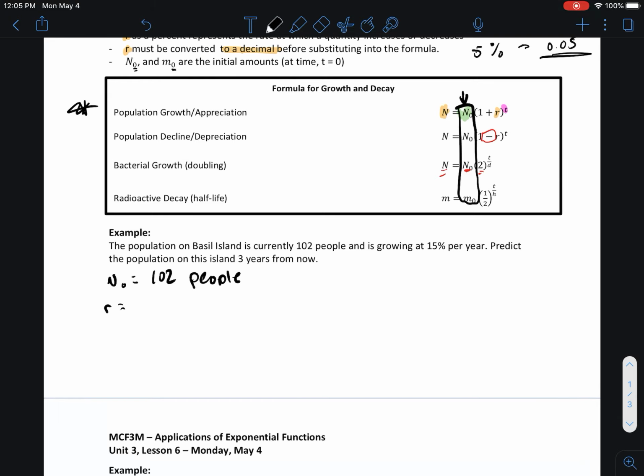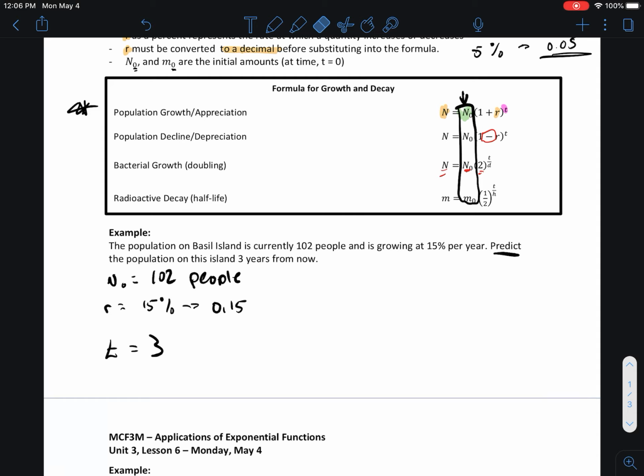Now I'm seeing that there is a growing condition, right? So it's growing at 15%. Okay, but I'm just going to get you in the habit of changing that right away. I'm not going to leave it as percent. I'm going to change that as 0.15 so that when you go to plug this in, R is not equal to 15%. It's equal to 0.15. Okay. So this question is asking you to predict the population on the island 3 years from now. Okay, so you want a t value equals 3.